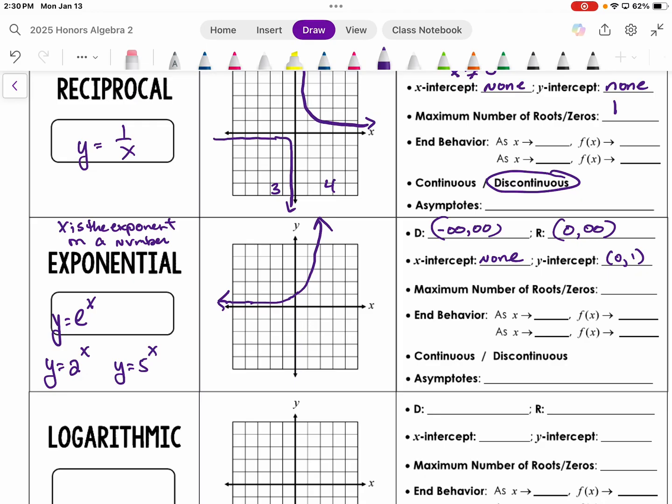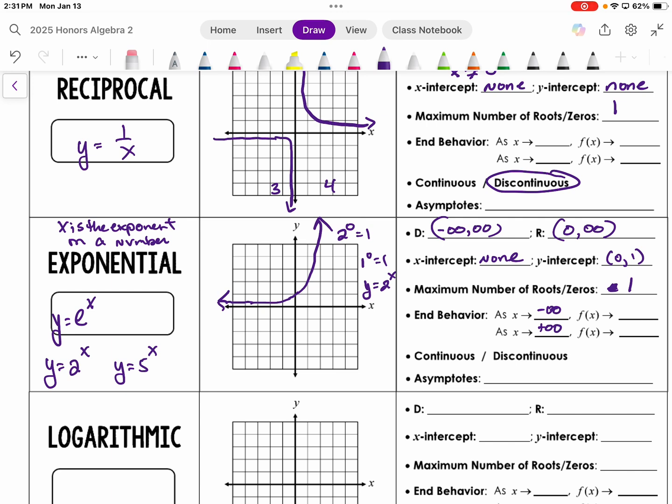Again, the reason behind that one is 2 to the 0 power is 1. 1 to the 0 power is 1. So for any x value, if I said I had y equals 2 to the x power, it's going to go through 0, 1 for a y-intercept. Maximum number of roots, 1. That's if we do any shifting. And behavior, you should be able to go ahead and do.